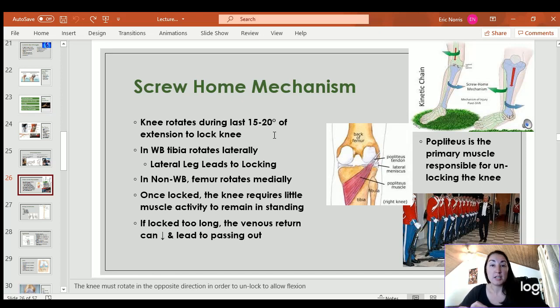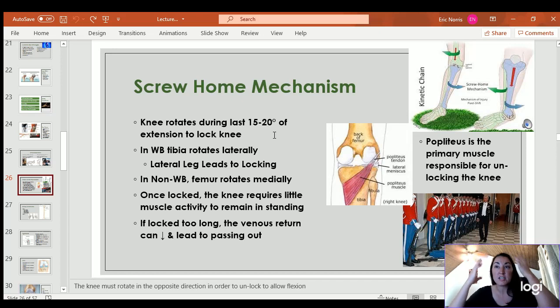If you do lock your legs too long, I'm sure most of you have heard of this or seen it, maybe experienced it yourself, then what happens is the venous return decreases, because your artery and your vein are behind your knee there. So your blood volume returning to your heart decreases, which causes a quick decrease in blood pressure, which triggers your body to pass out.